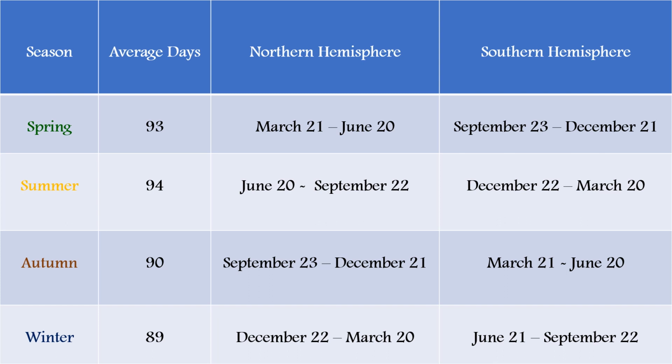So in the northern hemisphere, where we are located, and where some people who are probably watching this are not located, some people who would be watching this video are probably located in the southern hemisphere, right? But here we are, we're in the northern hemisphere, and spring in the northern hemisphere lasts from March 21 to June 20. In the southern hemisphere, spring happens on September 23rd and it goes up to December 21st.